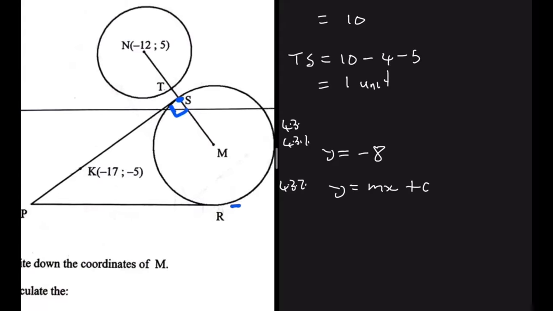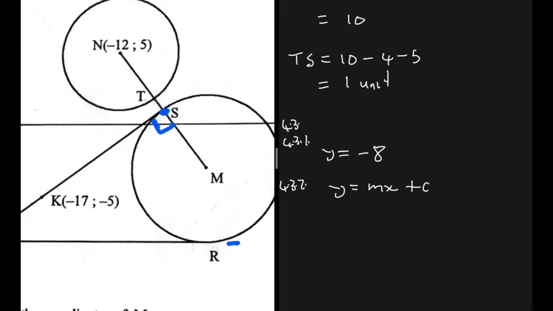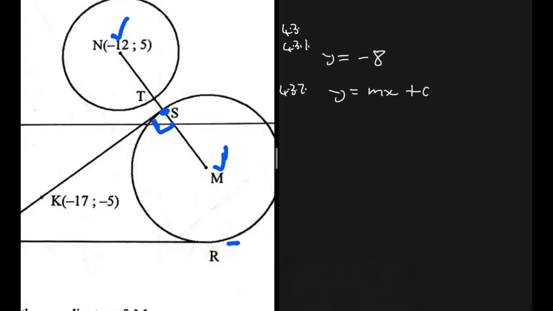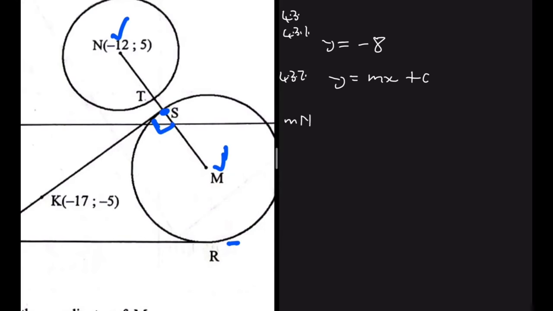MS, we can find the gradient of that line using the coordinates M and N, right? Because S lies on the line MN. So we can just use those two coordinates to find the gradient of MS. So we can say that the gradient of MS is equal to the gradient of MN. So we're gonna have y2 minus y1 divided by x2 minus x1.